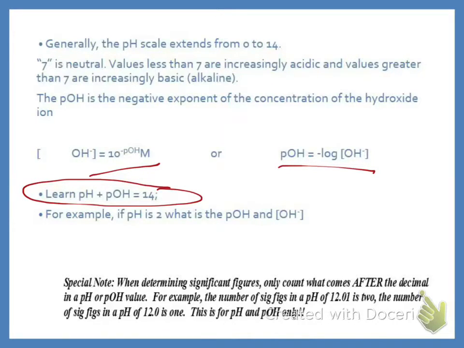If I know pH, I can find pOH, and I can find hydrogen concentration, and I can find hydroxide concentration. Okay? Or vice versa. If I know hydrogen concentration, I can find pH, pOH, and the hydroxide concentration. Okay? So, for example, if I have a pH of 2, what is my pOH going to be and my hydroxide concentration?